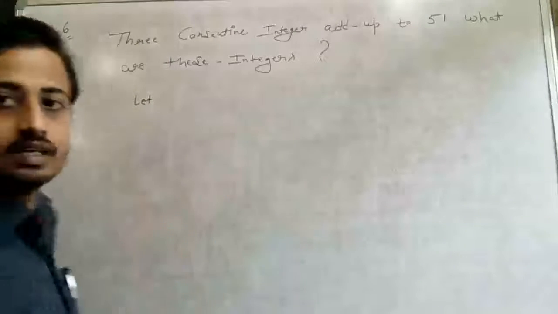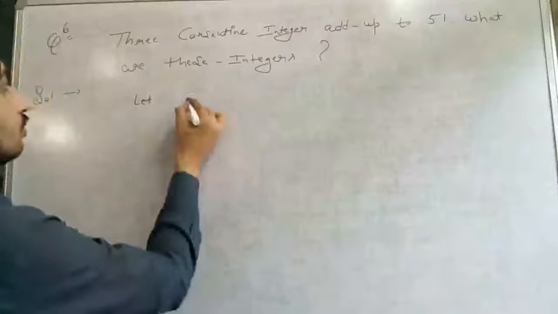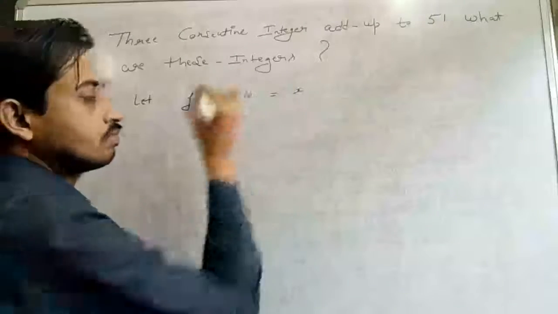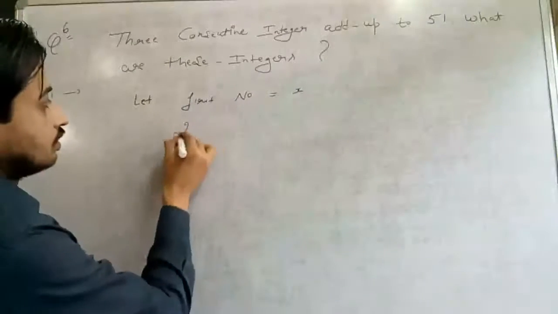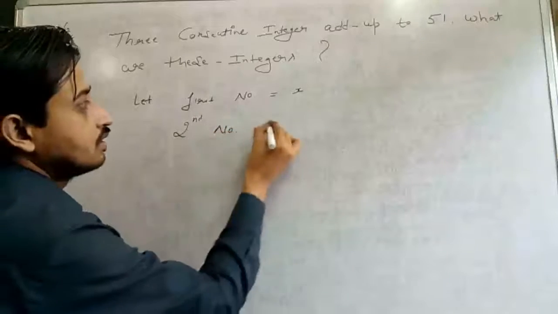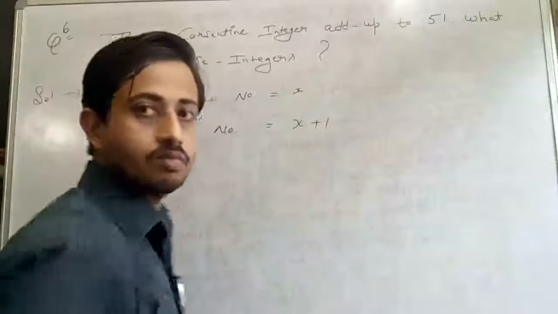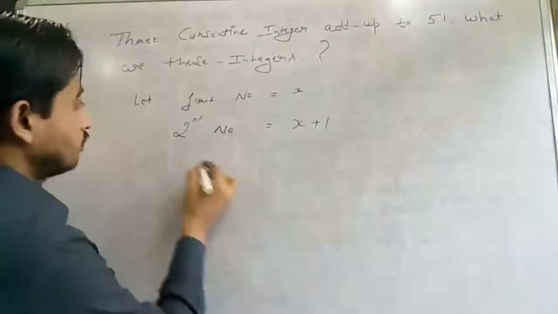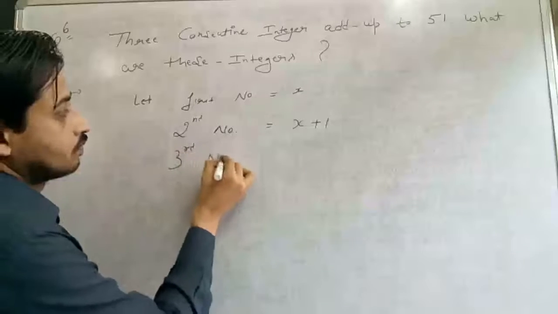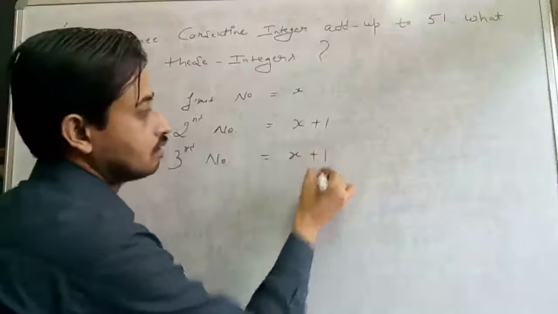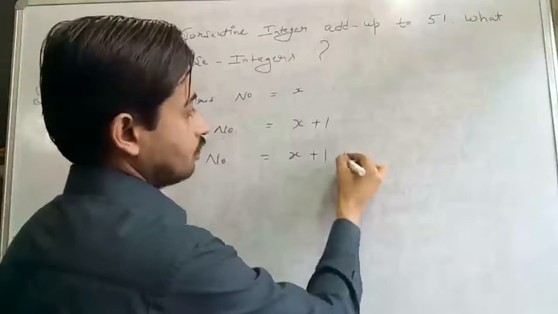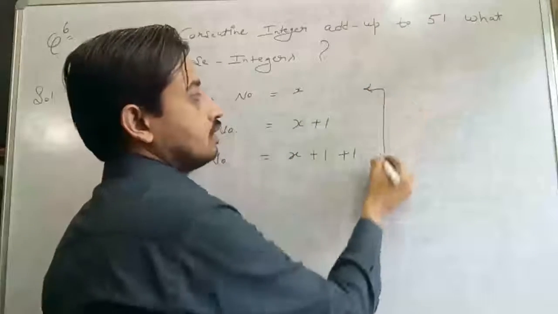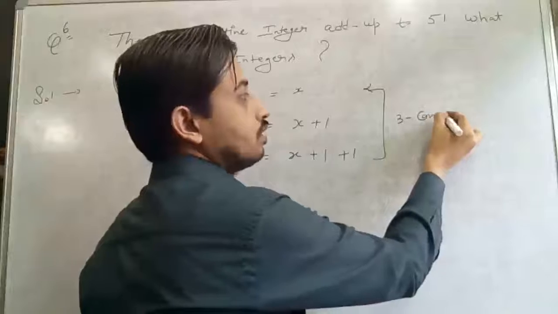So we have to take our 3 consecutive numbers. Let the first number be x. Then the second number is x plus 1, because if the first number is 5, the second number is 5 plus 1, which is 6. So x plus 1. The third number is, again we have to add 1, x plus 1 plus 1. It means we have these three consecutive numbers.